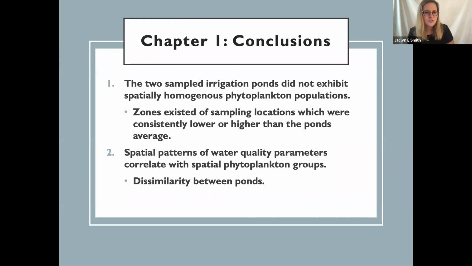So some major conclusions for chapter 1. The biggest takeaway is the 2 sampled ponds that we did didn't exhibit any type of spatially homogeneous phytoplankton populations. So they were different. These zones existed for different sampling locations, which were either consistently lower or consistently higher than the actual pond's average. And as well, these spatial patterns of water quality seem to correlate pretty well with the spatial patterns of the phytoplankton groups, although there is this dissimilarity between the 2 ponds.